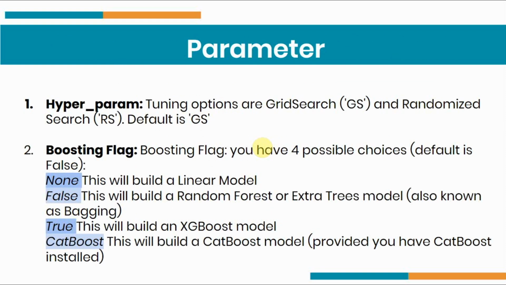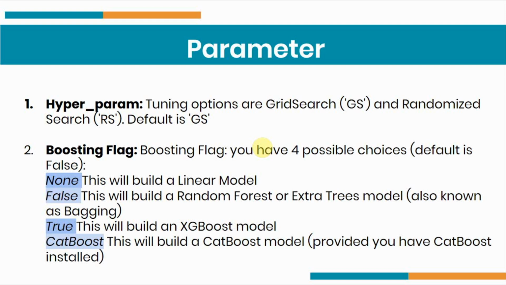Now I'm going to talk about some parameters in AutoViML, and I'm going to talk about two. The rest you can check on the GitHub, and you can see more of the parameters and a brief discussion about them. So these two parameters are important for machine learning. The first one is hyperparameter. AutoViML helps you tune your model using grid search or random search. The next one is boosting flag. Boosting flag, you have 4 possible choices.